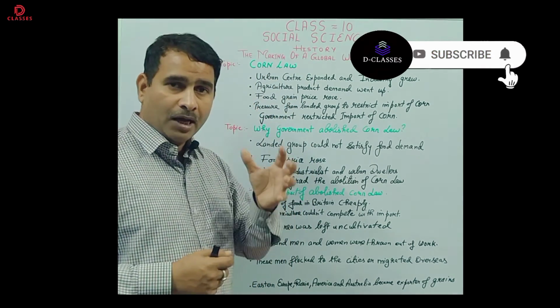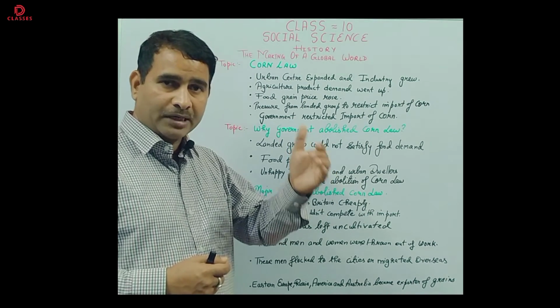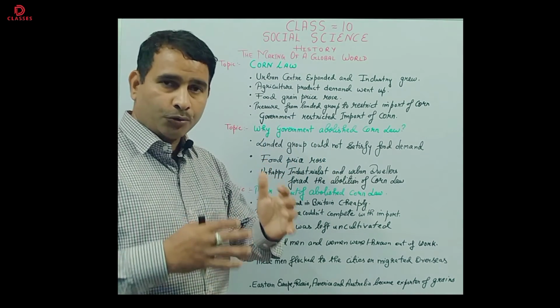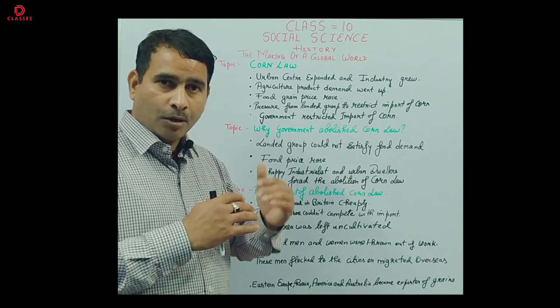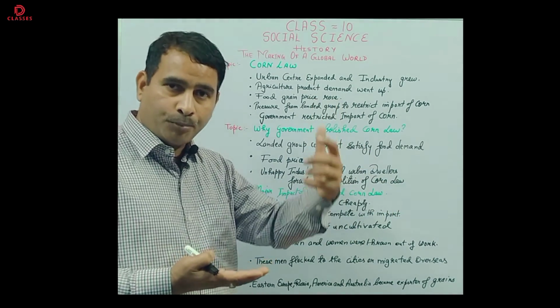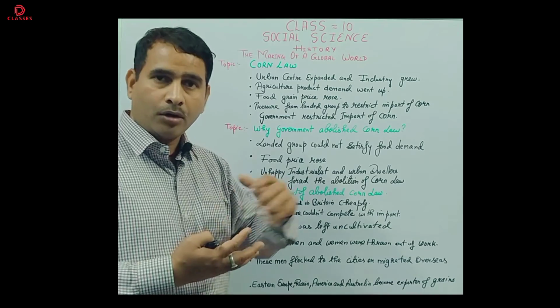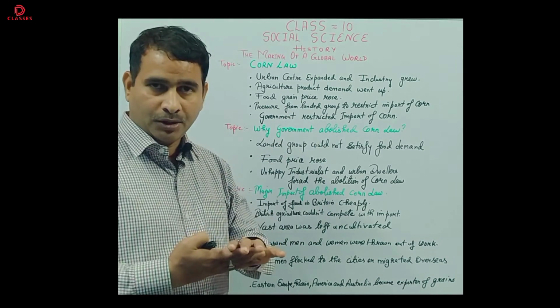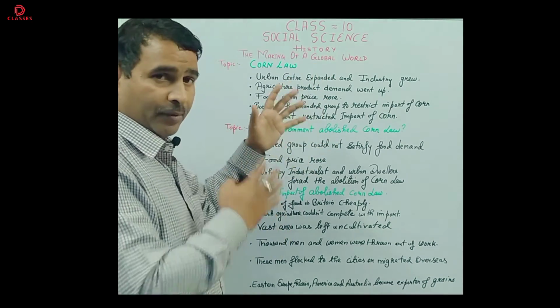Due to industrialization and urbanization, the demand for food grain increased in Britain. So in order to handle this demand, the producers or landowners put pressure on the government to impose the Corn Law, so as not to import food grains or corn from abroad or overseas. So there is no import of food grains. This is known as the Corn Law. Let us see the points I have mentioned here.